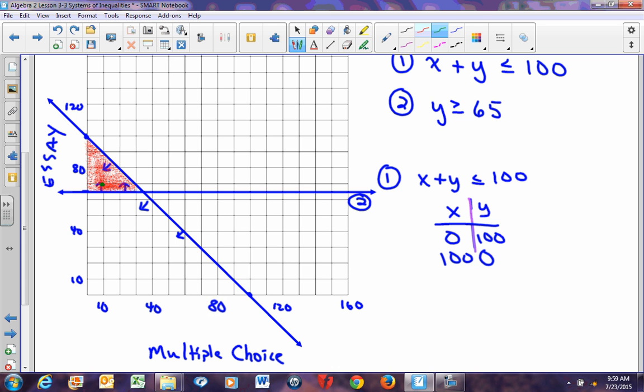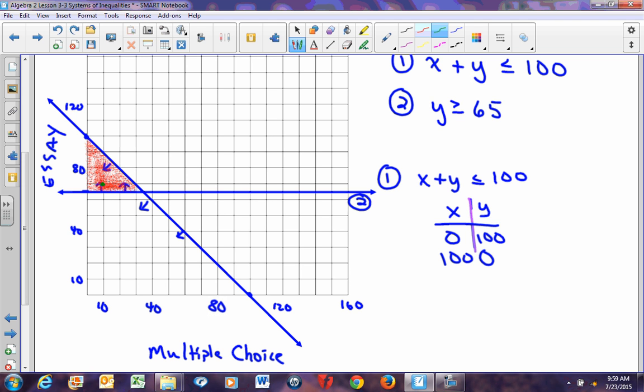So if I chose this point right there, I would need to get 10 points on multiple choice questions and 70 points out of the essay, and that would give me 80 points, which means I would pass the exam. Any point values in here, and I would pass my exam.